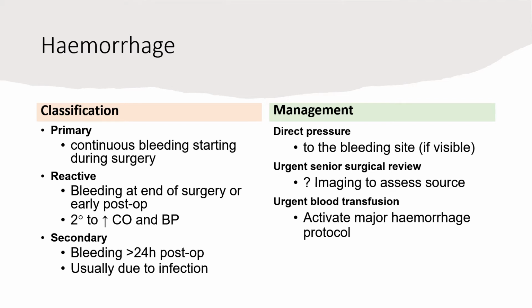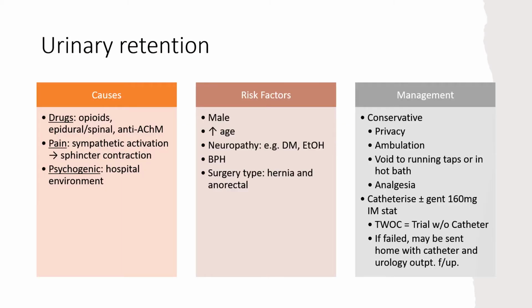It's a bit difficult. But the most important thing, after you call your senior, is to activate the major hemorrhage protocol. What it does is it helps facilitate getting blood for the patient, and it highlights to the lab that this is going to be someone who's going to need a lot of blood, and they're going to try to get it to you as soon as possible. And depending on the type of bleeding, you take them to theater and you control it. Sometimes you're able to do it through IR.